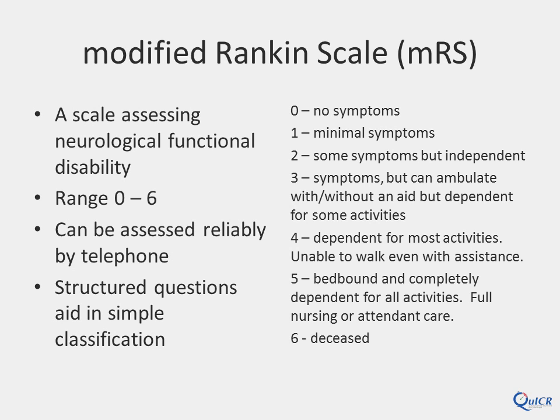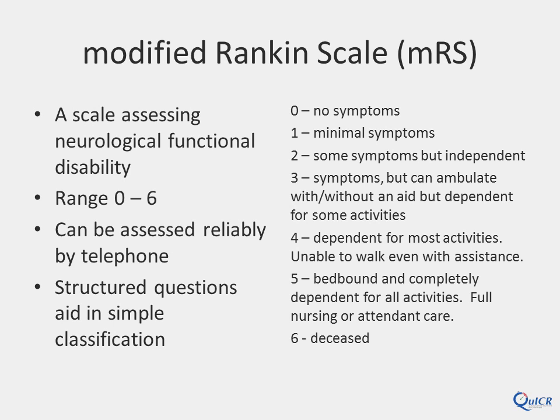0 means someone has no symptoms. 1, they have minimal symptoms, but they're otherwise perfectly well. 2, some symptoms, but they're independent, meaning they can live by themselves and manage their activities. 3 means they have symptoms and they can walk, and that could include walking with a cane or a walker, but they are dependent for some activities. For example, they might need help showering. 4 means they're dependent for most activities and they're unable to walk even with an assisted tool such as a walker or a cane. And 5 means they're bedbound and require essentially full nursing care. And 6 means they're deceased.